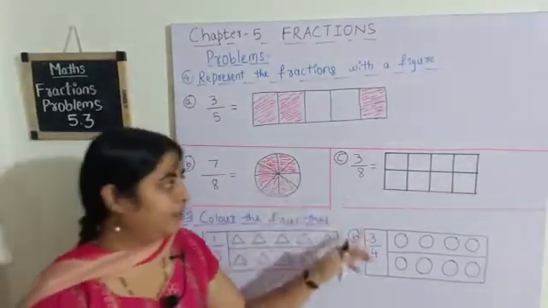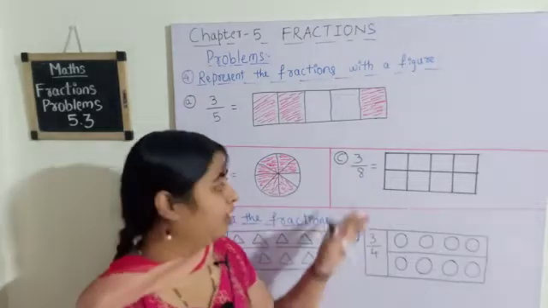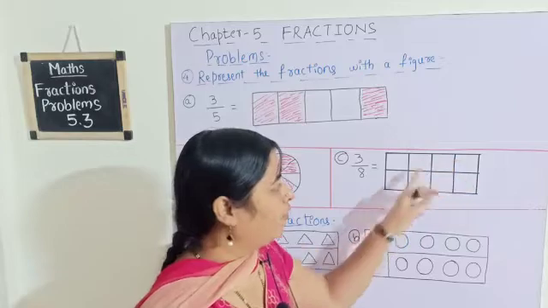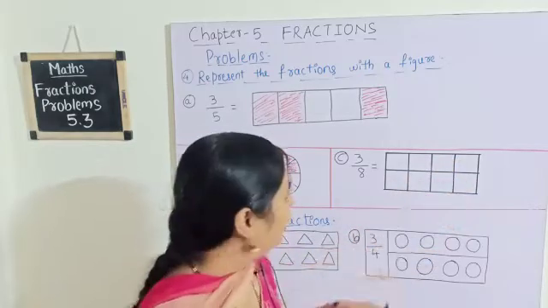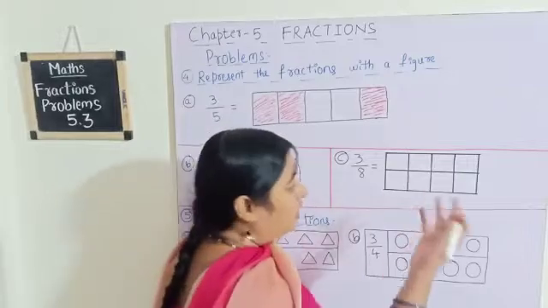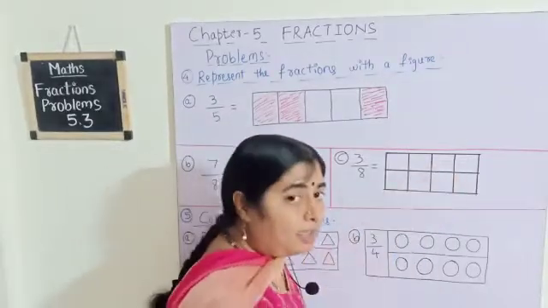In the next example, 3 by 8 they have given. Total how many parts do we have to make? 8 parts. 1, 2, 3, 4, 5, 6, 7, 8. 8 parts I have made. How many parts do I have to shade? 3 parts I have to shade. See, any 3 parts in these we can shade.